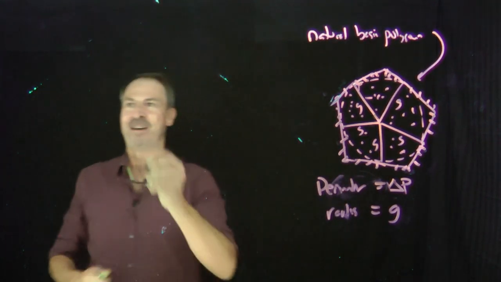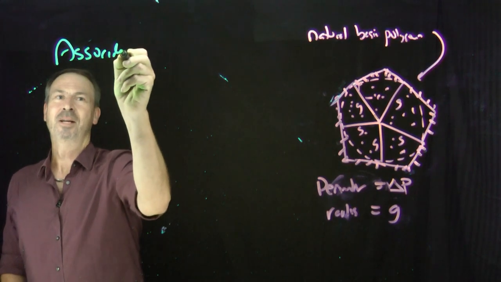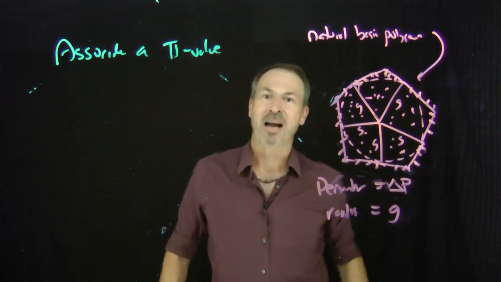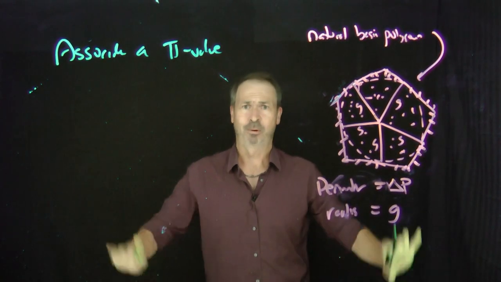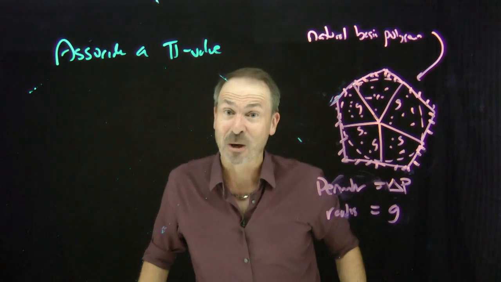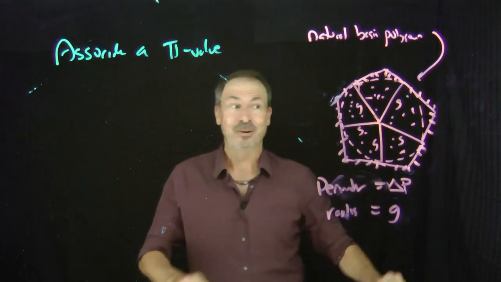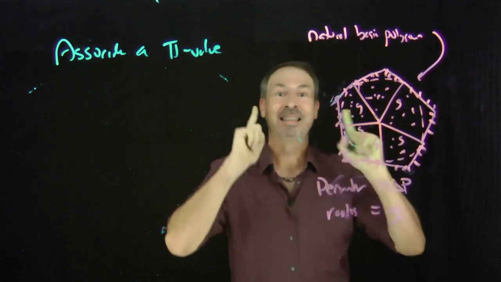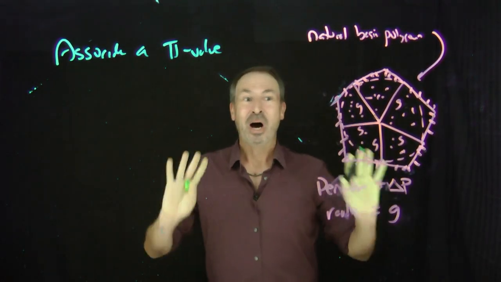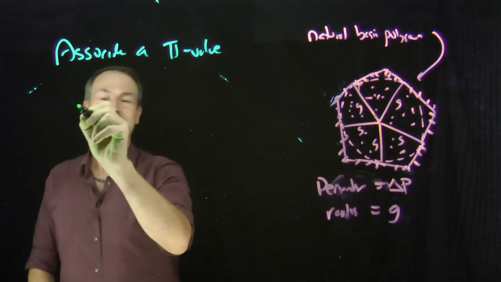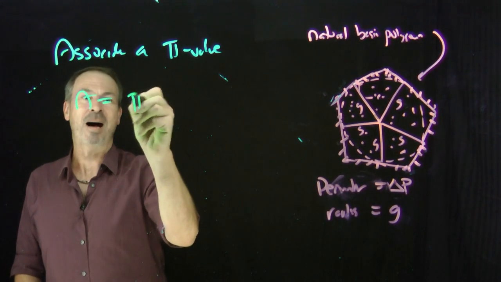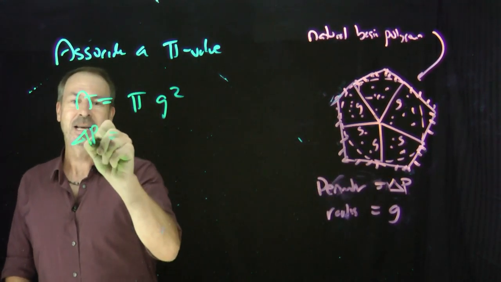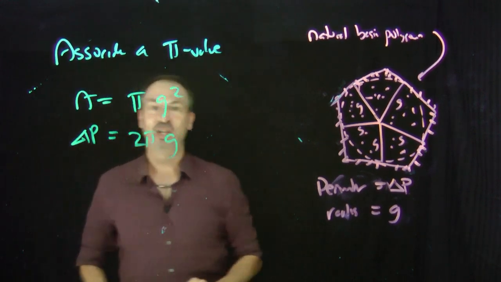So associate a pi value with this polygon. This polygon has a pi value: it's P squared over 4a. It also has a natural r value, but we just proved a moment ago that the natural r value is g, because it's a polygon that circumscribes a circle of radius g. So right now I know the area of this polygon is its pi value times g squared, and the perimeter of this polygon, delta p, is 2 pi r, 2 pi g.